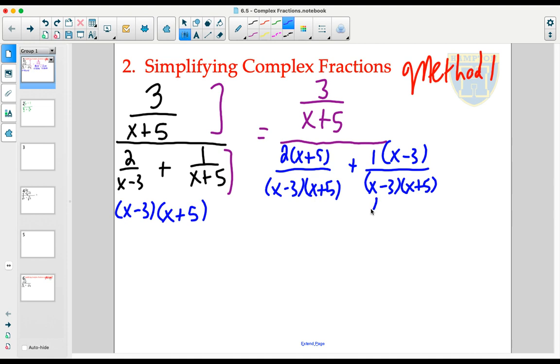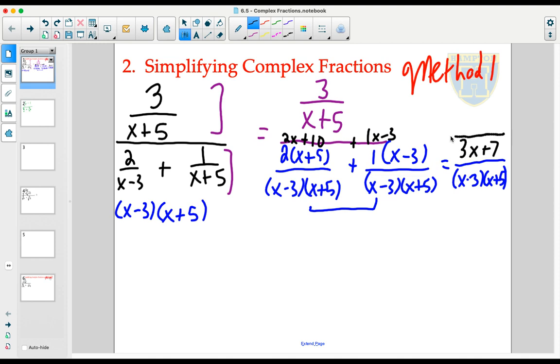Now, because these two fractions in the denominator have the same denominator, we can sum the two of them together into one rational expression. Now, in order to do that, we're going to have to do a little bit of pre-algebra, algebra arithmetic work here. 2x plus 10, 1x minus 3. We're adding the two of those together. That simplifies to 3x plus 7. And all of that is still under x minus 3 times x plus 5. So the simplified version of this denominator, once all added together, becomes 3x plus 7 over x minus 3 times x plus 5.